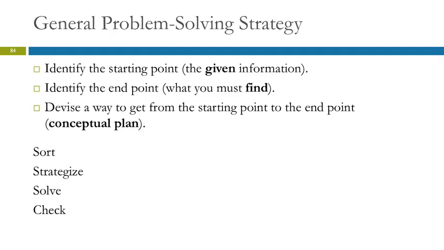Okay? We could also summarize it as sorting, strategizing, solving, and checking. So sorting would be where you find out the starting point and the ending point. Then strategize, how am I going to get there? Then the actual calculating, and always a good idea, check your work.